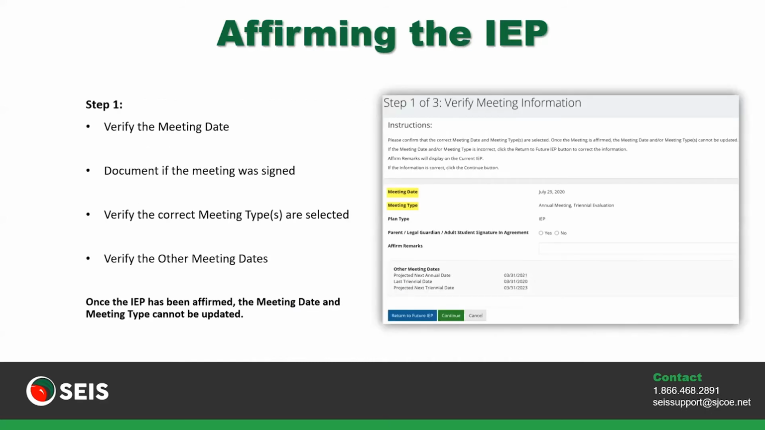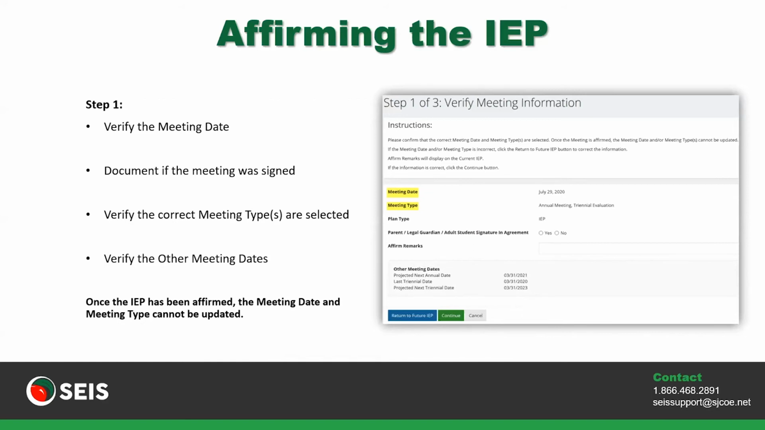And then please, please, please verify the meeting information, verify the meeting date. Is this the correct date of that meeting? As I say, sometimes when people prep ahead of time and they start updating dates, or a date changed, or it became earlier, they forget to verify this date. And after the IEP has been affirmed, there is no way to change that date. So please check the meeting date to make sure it was correct.